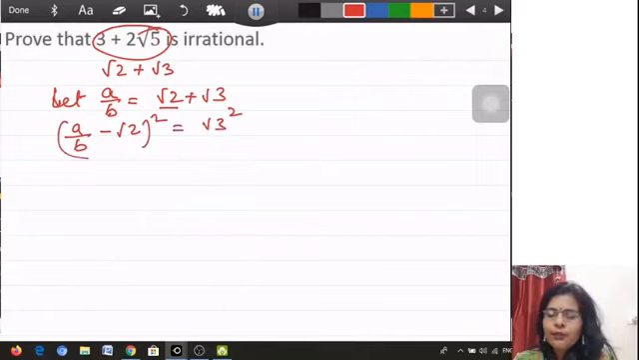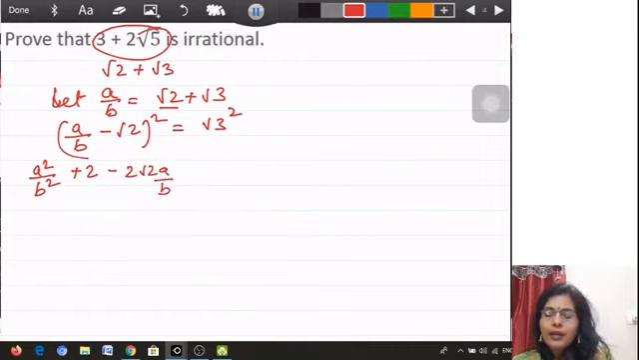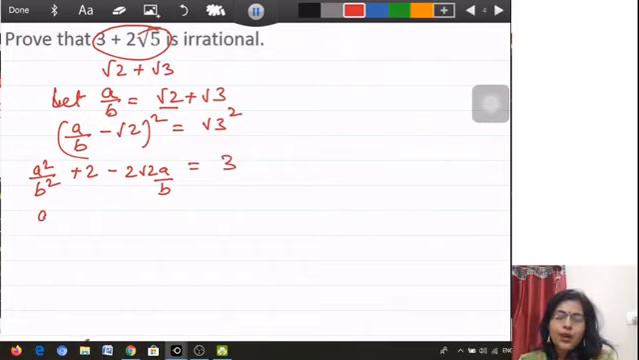What will it become? We will simply use the identity: a square upon b square plus 2 and then 2ab becomes 2 root 2 a upon b, and this is equal to 3. Now what does it become? This a square upon b square we will bring over here, and then plus 2 and minus 3.